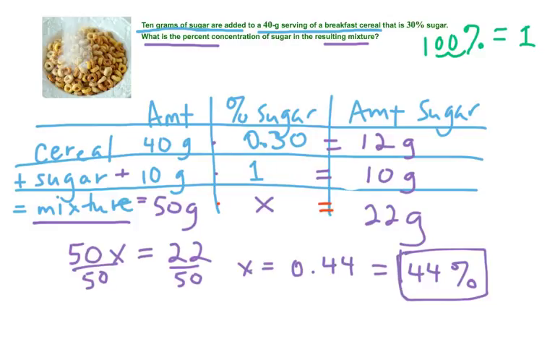Sometimes you'll have different missing information, but you'll be able to set up your chart with what you know and use these equations to help you with what you don't know. Okay? Working down from the amount of the substance, or across on the bottom row the mixture.